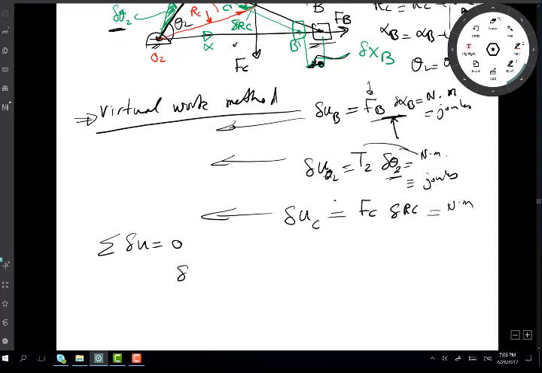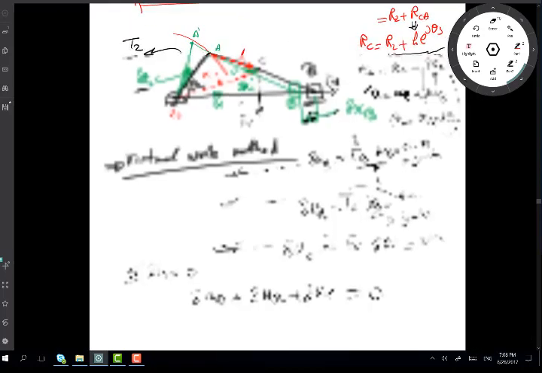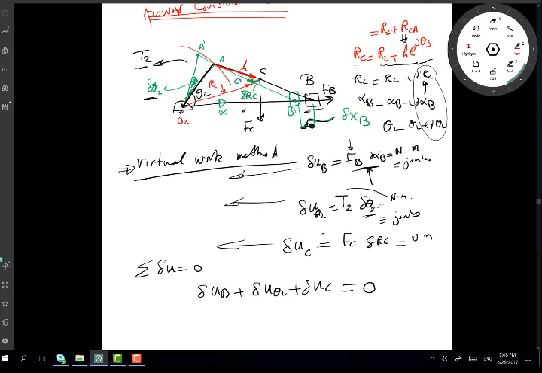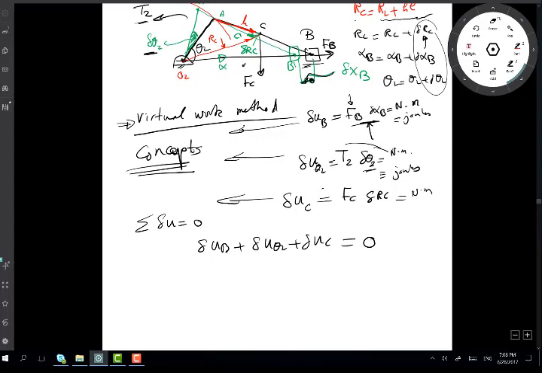So it's like in here, delta UB plus delta U theta 2 plus delta UC, all this will add up to 0. Okay, so this is the crux of the method, right? Now I need to explain the method properly. This is just the concept more than anything. You have to say this is a concept because when we apply the method, we need to be clear on a few aspects and need to clarify this equation and write it properly.